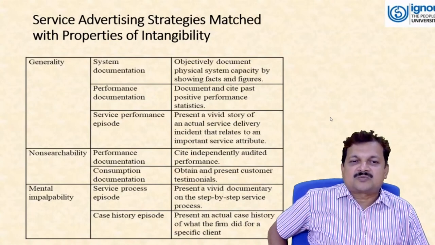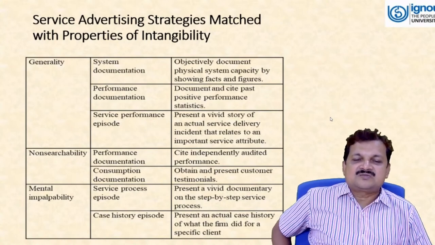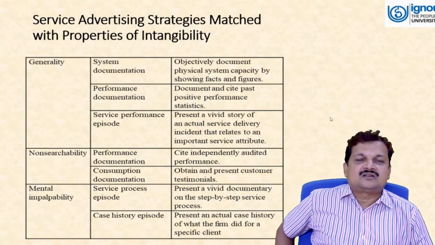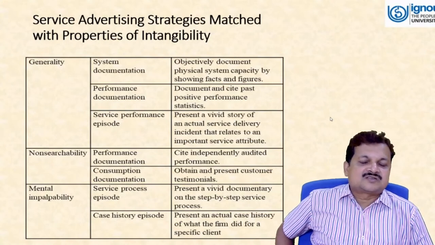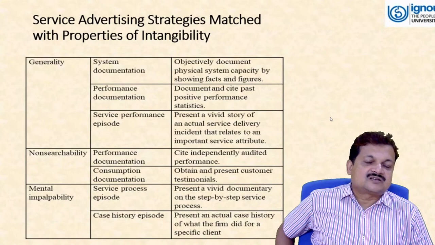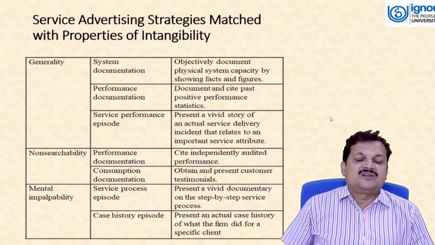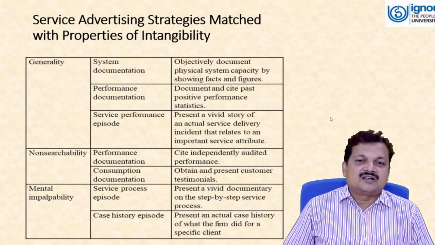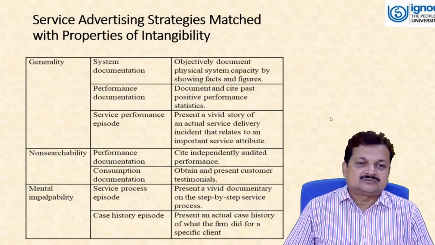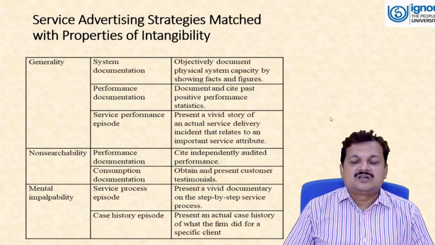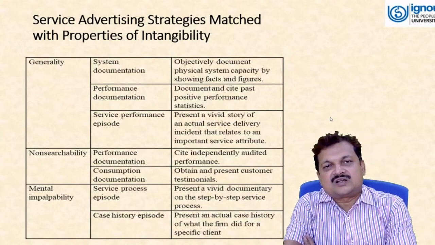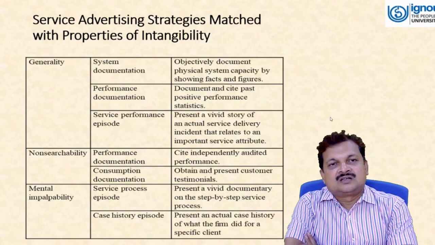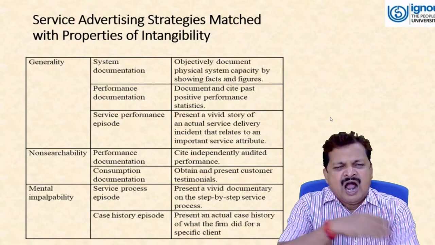Non-searchability, where you are going to find performance documentation. So cite independently audited performance. Some of the organizations might have been given reputation or recognition on the basis of certifications or certificates given to the organizations. The credit being given to the organizations, triple A credit, triple T credit, like that. The consumption documentation: obtain and present customer testimonials. So here, in consumption cases, mostly customers are verified and their remarks or opinions are taken.